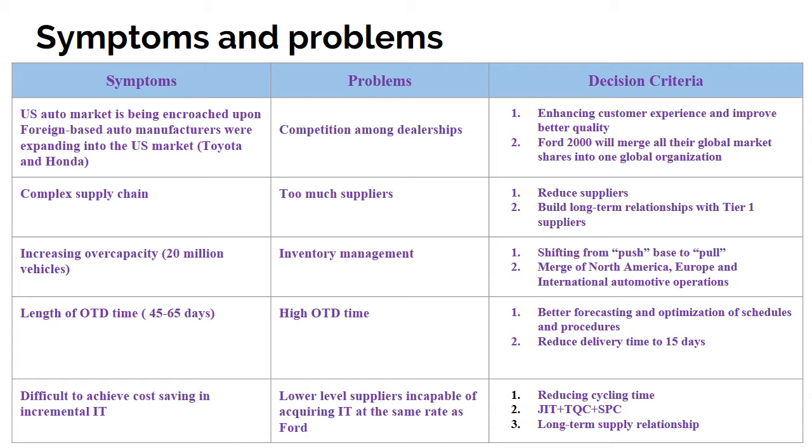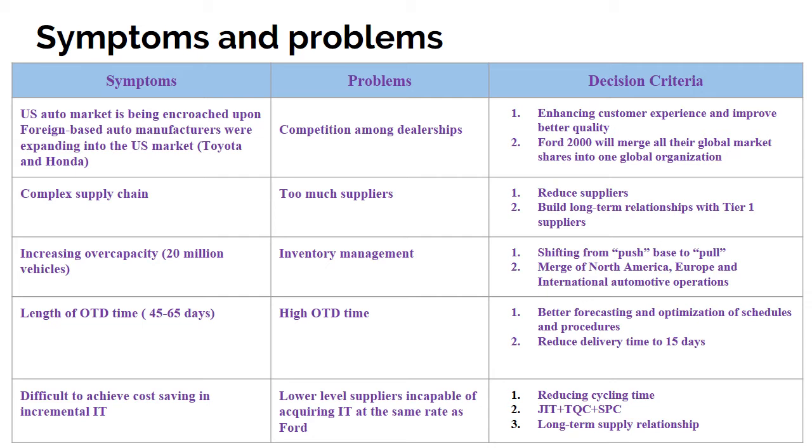And second, there is a lot of complexity in dealing with the supply chain. There were thousands of suppliers. Their preference was based off of cost. Based on this problem, it would be better to reduce their supplier base to have a closer and more long-term relationship with fewer suppliers, called Taiwan suppliers.